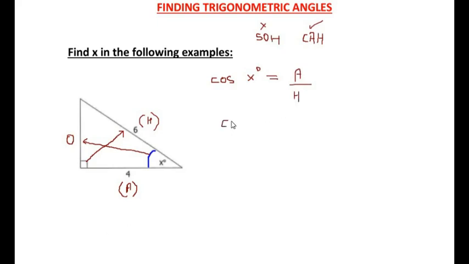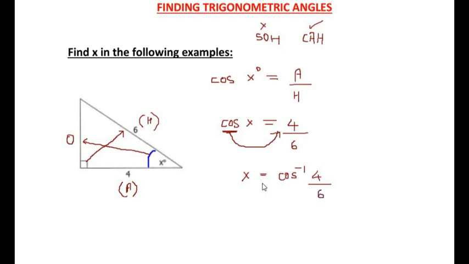So here we can write cos x is equal to adjacent, which is given as 4, and hypotenuse, which is given as 6. Now they have told us to find the x value. So we write x is equal to, now this cos we are going to take to the other side. So cos changes to cos inverse, or we also call it arc cos. So in this case I am going to call it cos inverse of 4 over 6.